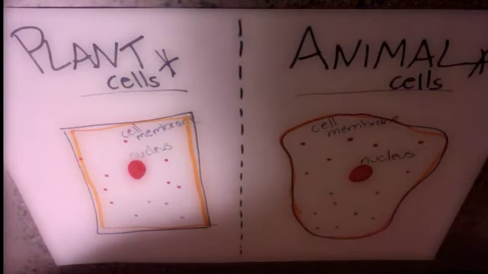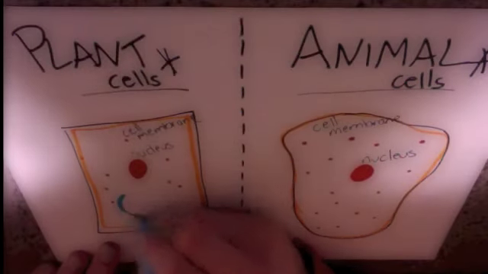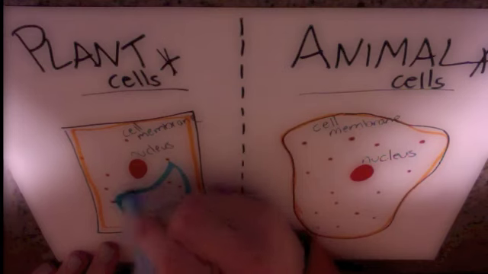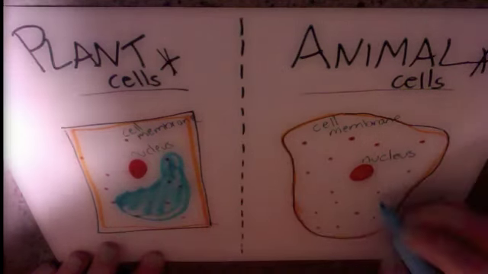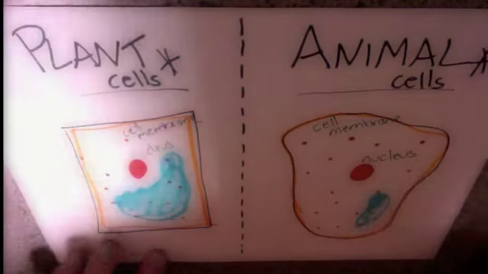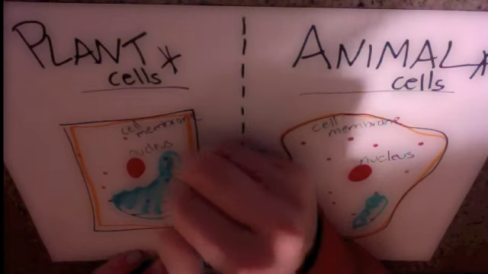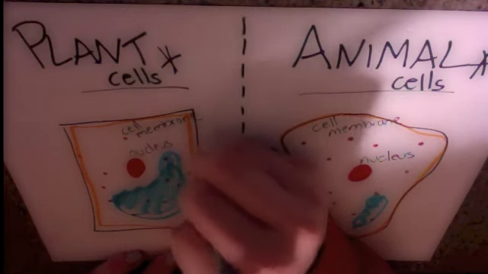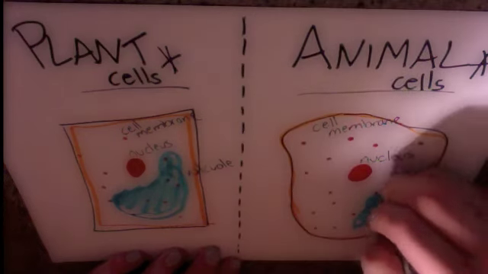Next, something else that plant cells and animal cells have in common. They both have something called a vacuole. Looks something like this. Okay, and plant cells, they're much larger. And animal cells, they're much smaller. Vacuoles are actually just giant storage containers that store water.